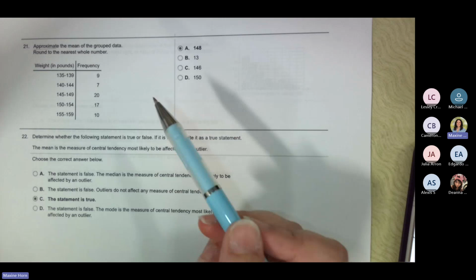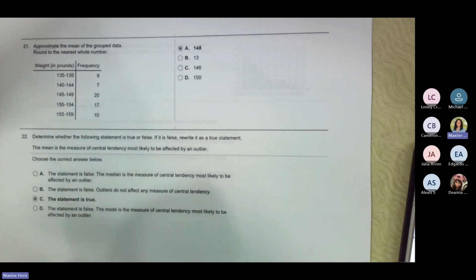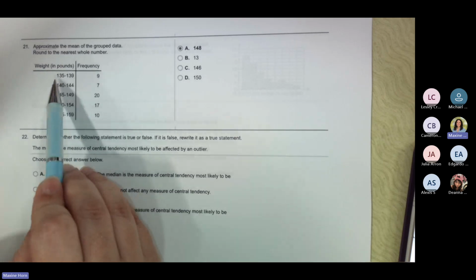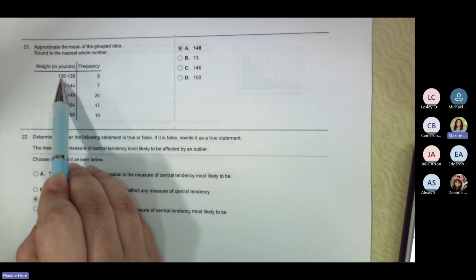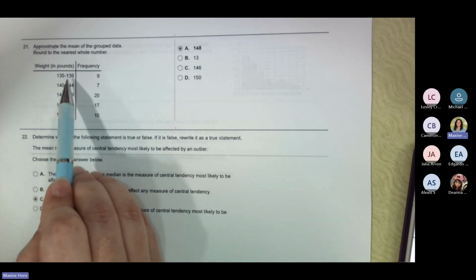Well, because you'll notice that we do not have a raw set of data. This is not just a list of 14 numbers or 50 numbers. It's already been put into this frequency distribution, right? So we don't know what the original numbers were. We don't know the original data set. This is telling us that we had 9 different data points that fell into this category, but we don't know where they fell within the category. For all we know, all 9 of them were 135, or maybe all 9 of them were 139, or maybe they were evenly distributed throughout the class. We don't know, which is why we are approximating.